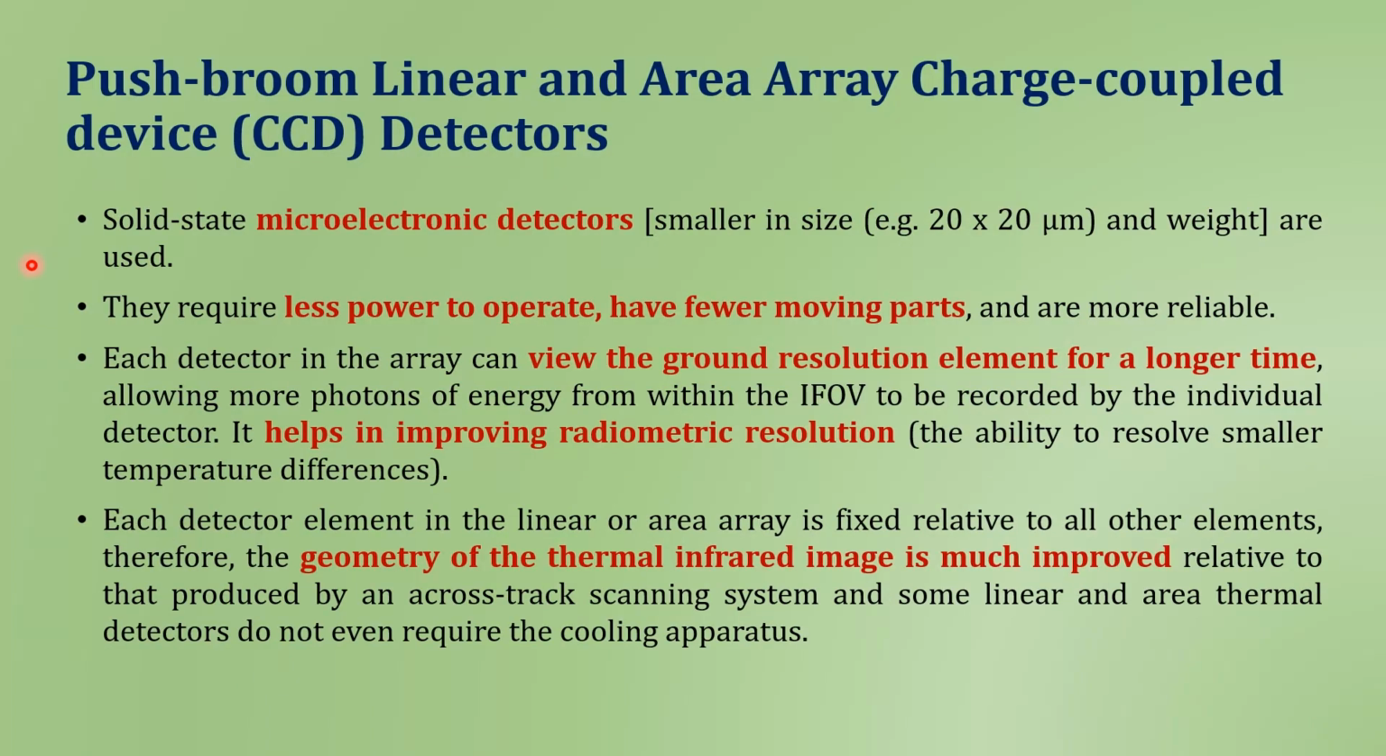Apart from across-track scanners, push broom, linear or area array charge coupled device detectors can also be used. These are solid state microelectronic detectors which are smaller in size, lighter in weight, and require less power to operate. As they have fewer moving parts, they are more reliable, and each detector in the array can view the ground resolution element for a longer time, which allows more photons within the instantaneous field of view to be recorded by the individual detector. Thus, it helps in improving the radiometric resolution.